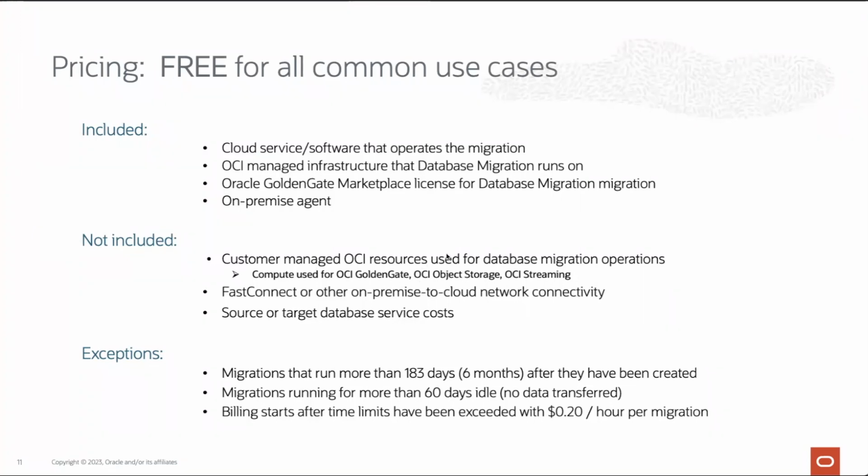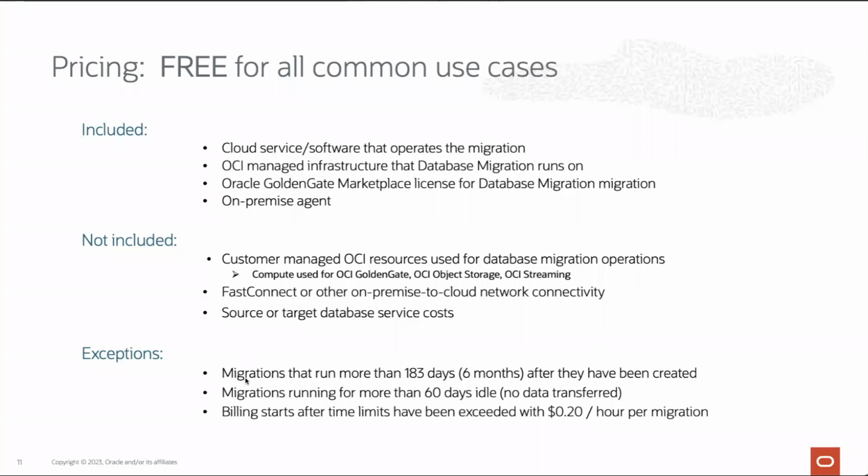And there are also costs, of course, for the object storage, the buckets we use to upload the export, and OCI streaming. OCI streaming is used when we use agent migrations where we don't have a direct connect to the source database. Then we also have costs for streaming. And of course, all network configurations like fast connect are not included with DMS, and also not the source and the target database costs.